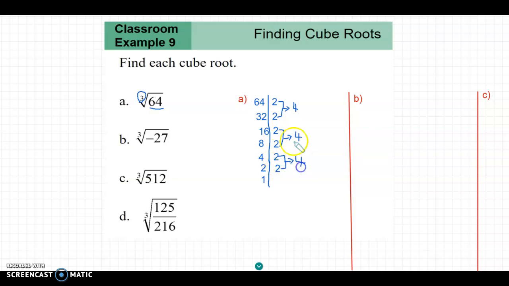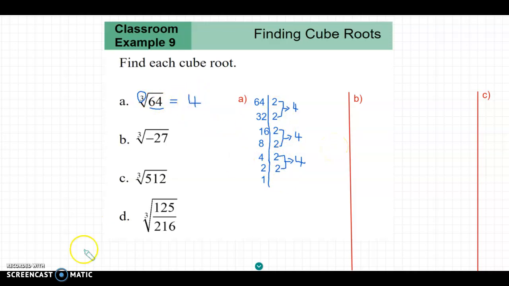So what does it mean? That we have 4 multiplied 3 times, and we can get 64. So if you multiply 4 times 4 times 4, that will be 64. So what is the cubic root of 64? That will be 4. Because if you multiply 4 times 4 times 4, that will be the same as 64 by taking these factors. So the result here will be 4.